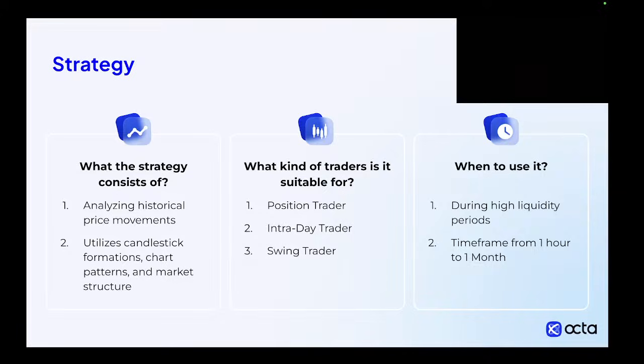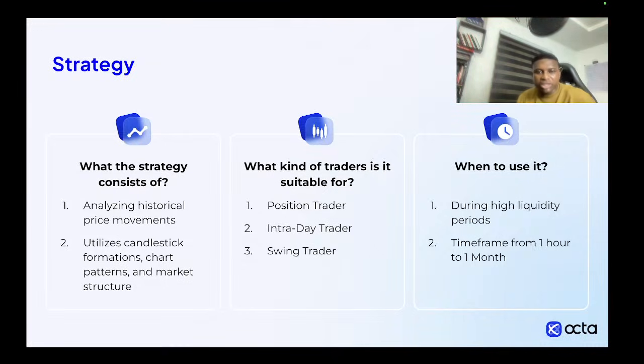Now, the strategies. What the strategy consists of: 1. Analyzing historical price movement. 2. Utilizes candlestick formation, chart patterns, and market structure.